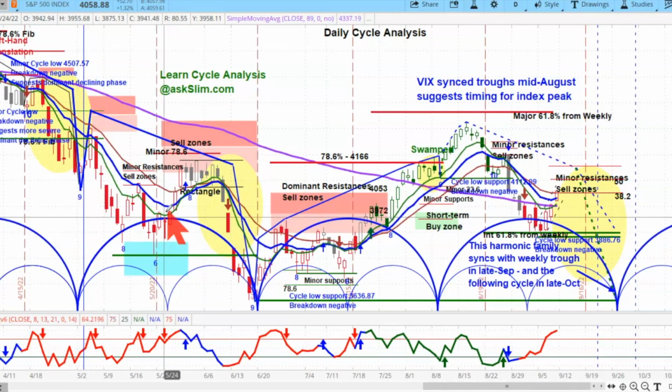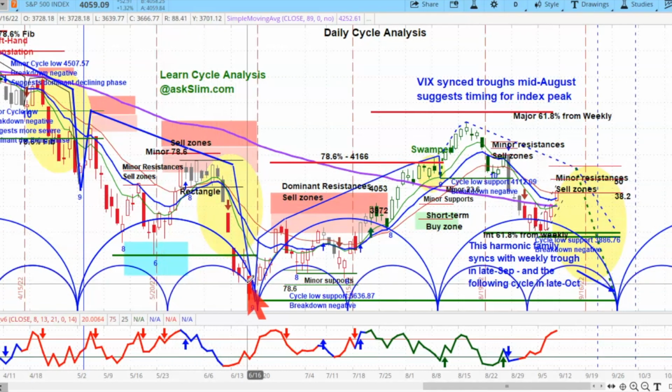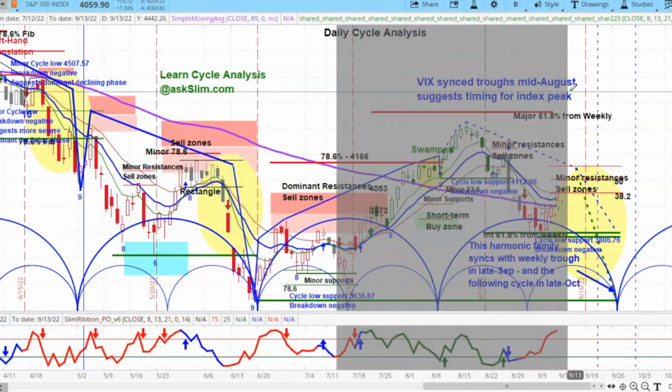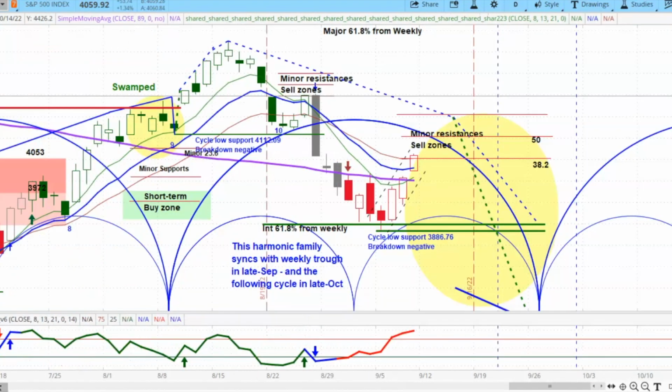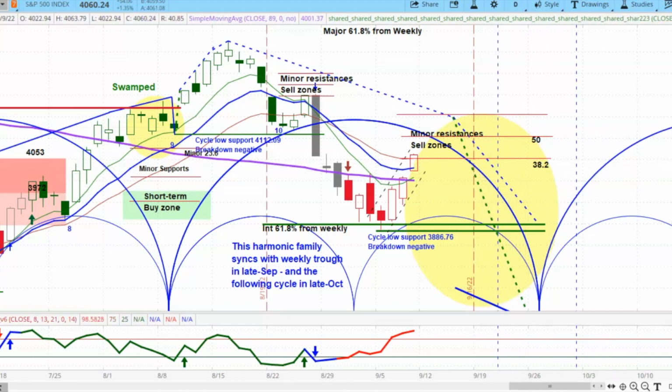Right over there, you see the minor cycle rally in here, and then it ended in resistance and then had a big sell-off. That big sell-off is due right over here, and this is not a time to be buying the market. There's likely to be a better time coming up to buy the market, and that would be sometime probably out in the late September to early October time period.